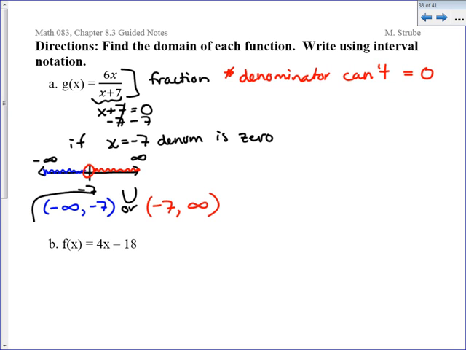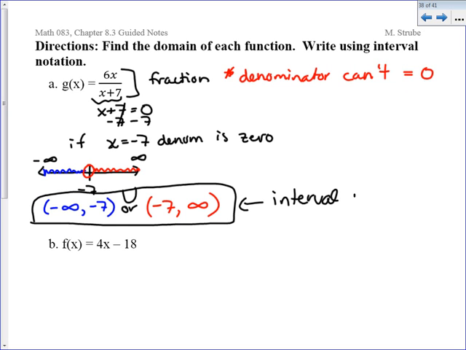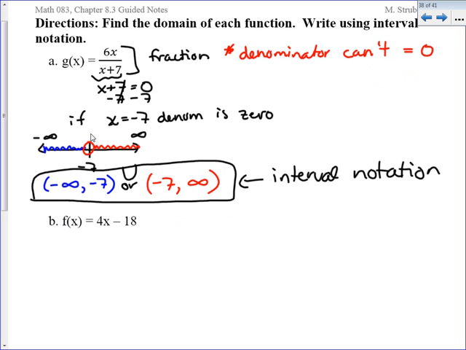So this right here, this is your interval notation. You don't have to draw the number line. People ask that all the time. I just use that as a tool to visualize where our intervals are. But the parentheses with the infinities, the or, that's your actual interval notation. That's what your answer should look like. Any questions so far?